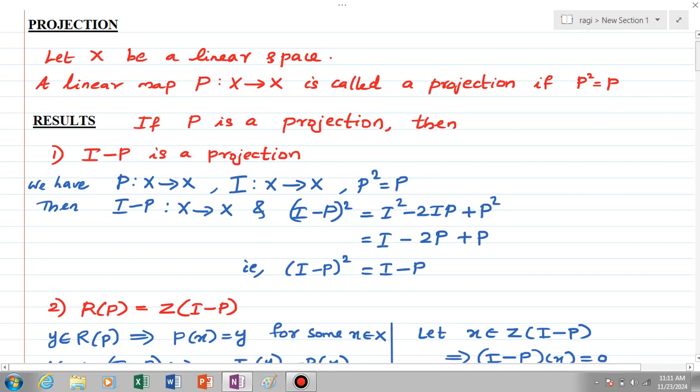Welcome all. Now we are going to discuss Theorem 10.3. For that we need some definitions. The concept of a projection. Okay. What is a projection?